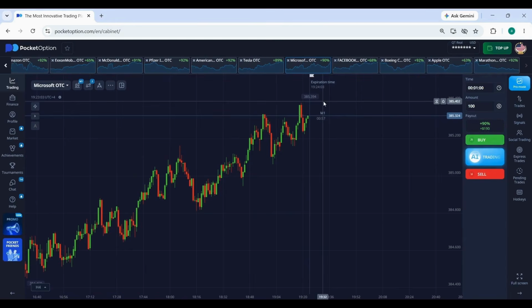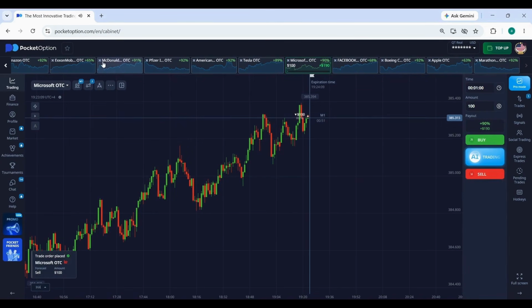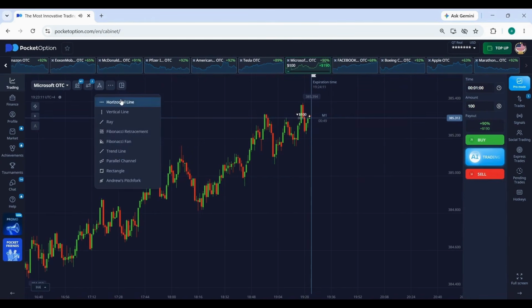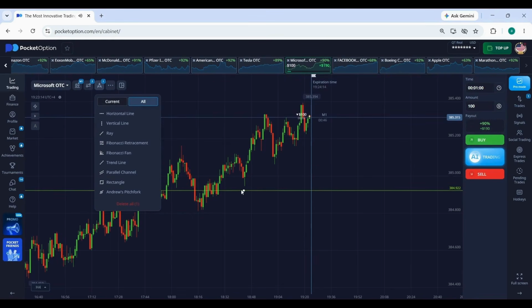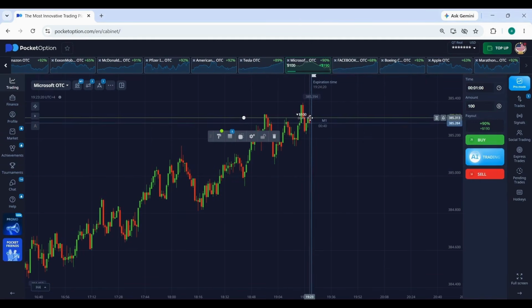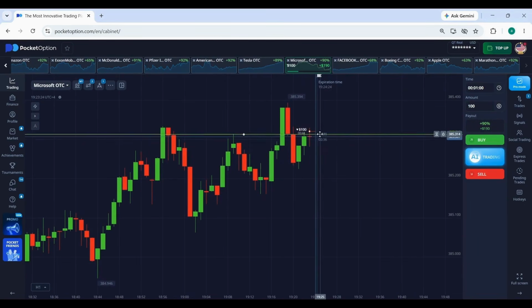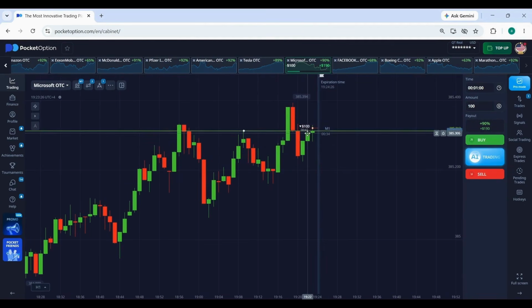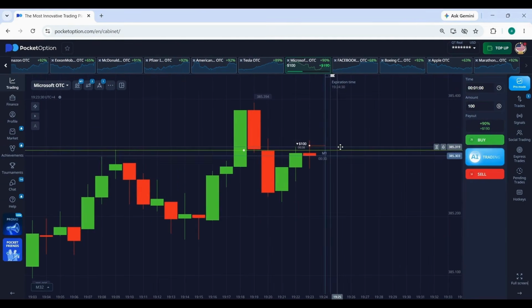Now, here's a live trade. Now, I found another resistance level on Microsoft OTC, so I'm placing a downside trade. Why did I choose this trade? Because there is a strong resistance level here, and we got our entry just above that resistance. The previous candle also took resistance from this level, which made the setup stronger.